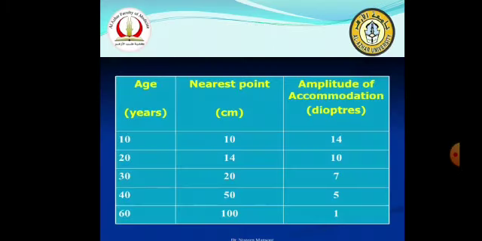This table shows the nearest point and the amplitude of accommodation in relation to age. At 10 years old, the nearest point equals 10 centimeters and the amplitude of accommodation equals 14 diopters. While at 60 years old, the nearest point equals 100 centimeters and the amplitude of accommodation equals 1 diopter.